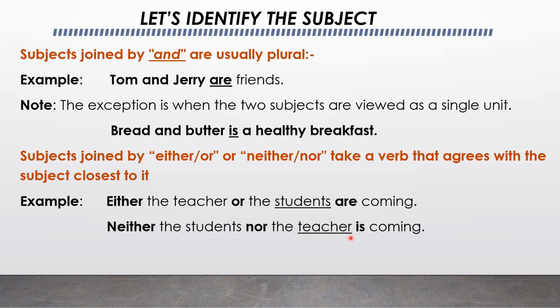So this is how when two subjects are joined with these either or neither nor, we have to look for the nearest to the verb. According to that, we have to use the verb.